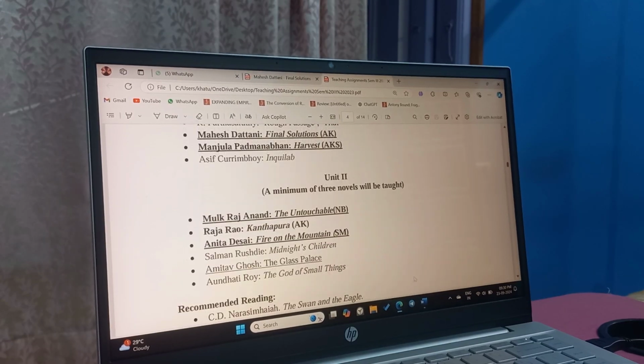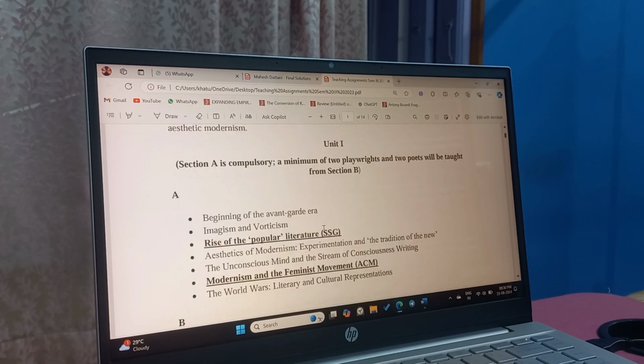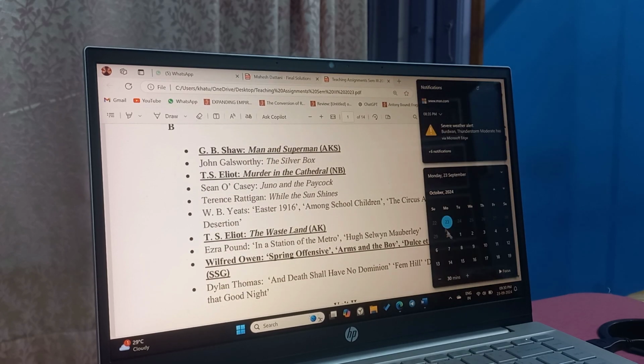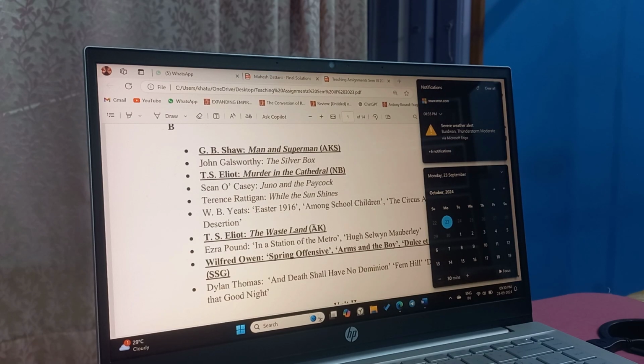So I was actually checking my third semester assignments, what we have to read and what we do not have to read and all these things. My third semester class will be on the 30th September. It will commence from 30th September.